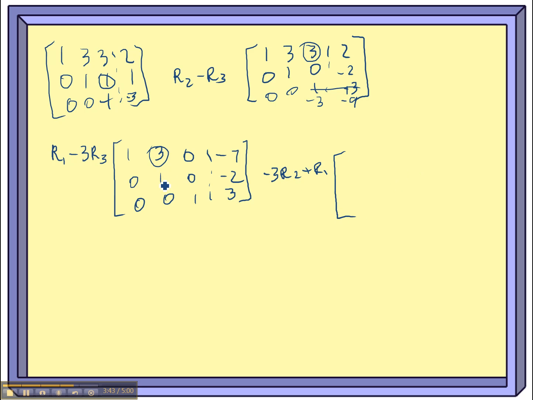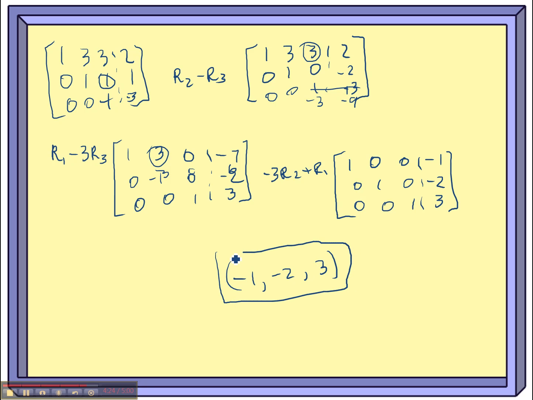So let's go ahead and multiply these by negative 3. That becomes negative 3, a 0, and negative 3 times this makes this positive 6. So adding these equations together, I get 1, 0, 0, negative 1, and the original ones, 0, 1, 0, negative 2, and 0, 0, 1, 3. So our final solution here for x, y, and z is negative 1, negative 2, and 3. The end.